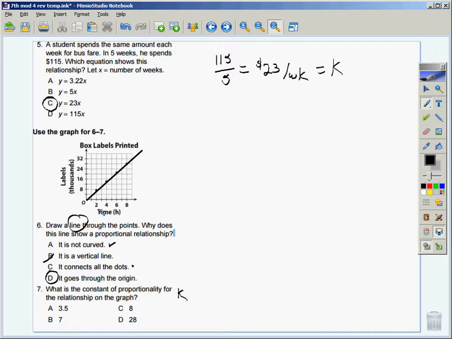I'd look for any point that I can see clearly goes through a corner on this, and I can see that this definitely goes through the corner of the grid. This is the ordered pair, 8, 28. So I'm going to do 28 divided by 8. 28 divided by 8 is 3.5. So the correct answer for 7 is A.